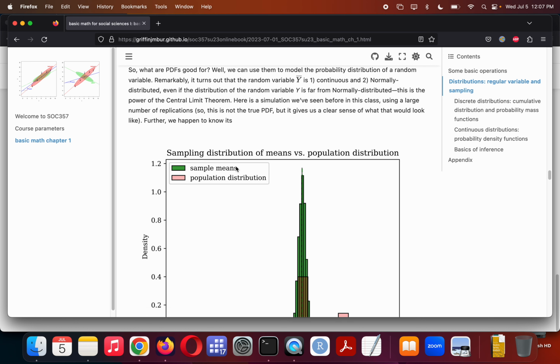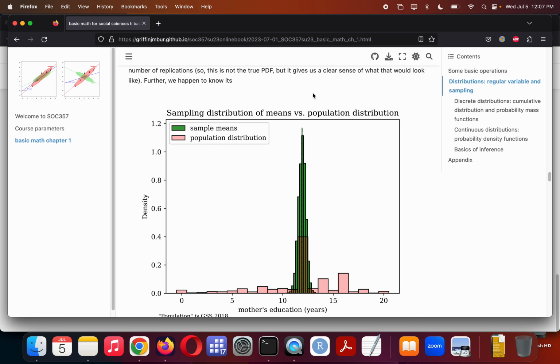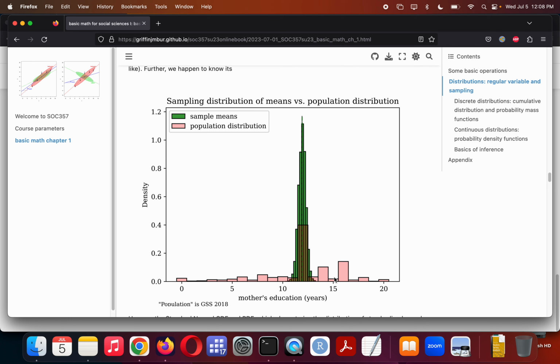And as mentioned before in this class, it turns out that the random variable y bar, or the sample mean, is continuous. It can take on any number of values, and it's normally distributed even if the distribution of the random variable y is far from normal. So here, and I've shown you this before, I simulated the sampling distribution for a bunch of sample means from this population distribution of Mother's Education, which is in pink. Note that Mother's Education is not actually normal. It's not really got any recognizable shape.